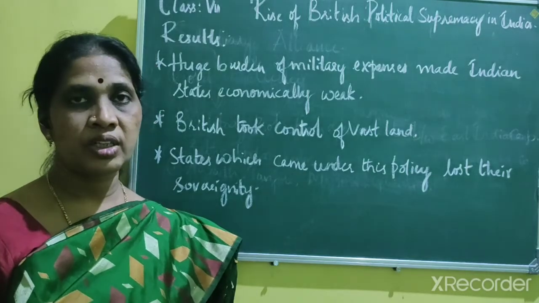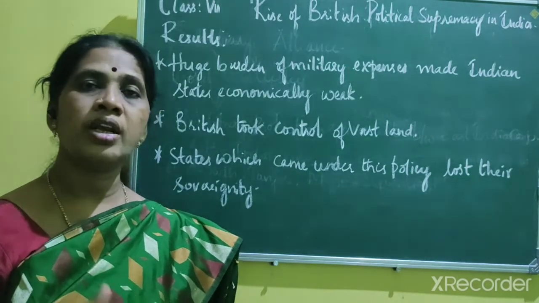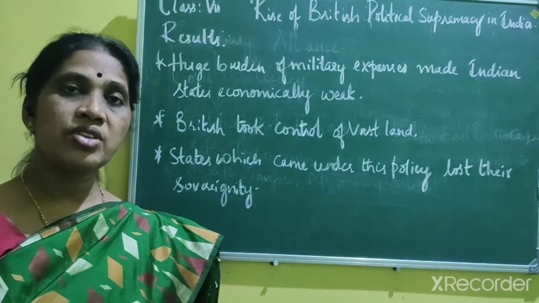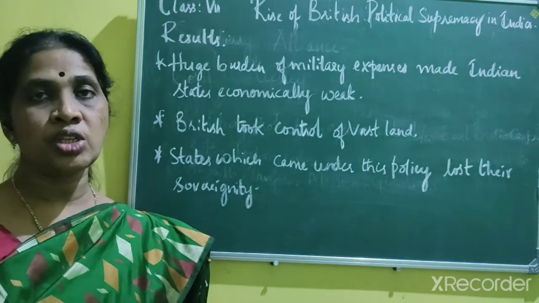Due to the subsidiary alliance, the strength of the Indian army was reduced. That means they had to completely depend on the British army.